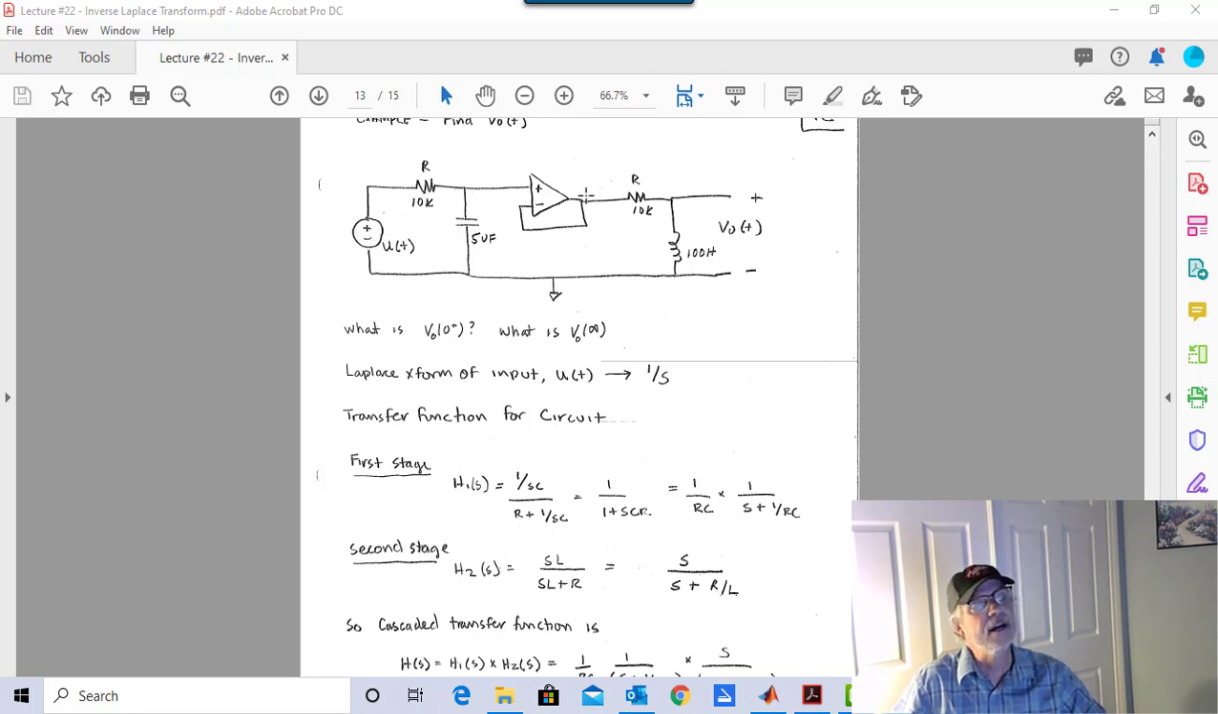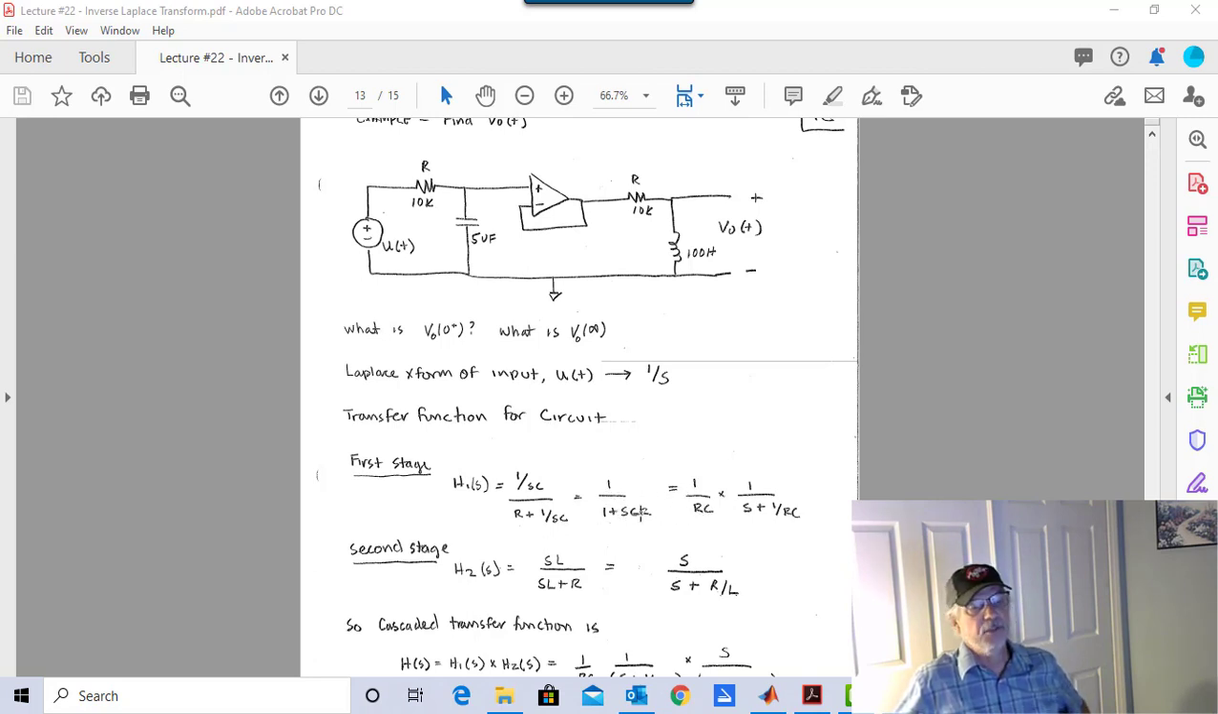And here, I've got a voltage source that is driving this network. So what I can do is just multiply those two transfer functions together. For the first stage, my transfer function is 1 over SC divided by R plus 1 over SC, which gives me 1 over 1 plus SCR.